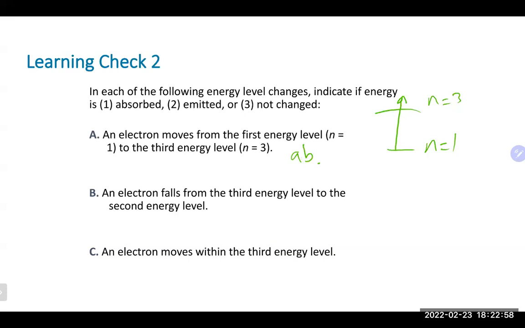Electron falls from the third to the second. So it's starting here, ends at the second. It would have to be emitted, right? It has to give off that energy and emit it. Electron decides just to hang out on the third energy level and just kind of move around. There's going to be really no change, right? Because the electron hasn't transitioned to any other energy level. So there would be no change. Any questions on that there?